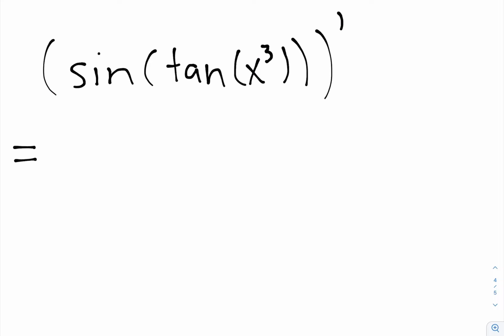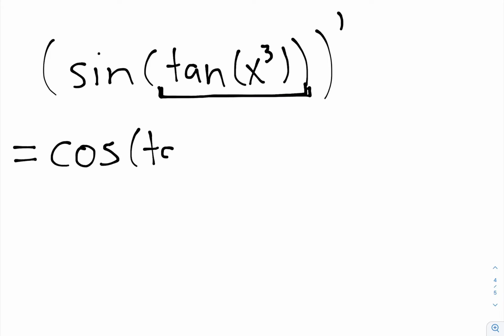How could we do that? Well, remember, we have to treat the stuff inside the brackets as one thing. So right now, let's just call tan of x cubed that thing. Okay, so if it was just sine of x, what would the derivative of this be? Well, it would be cosine of x. Okay, so it would be cosine of this inside thing right here. So cosine of tan of x cubed.